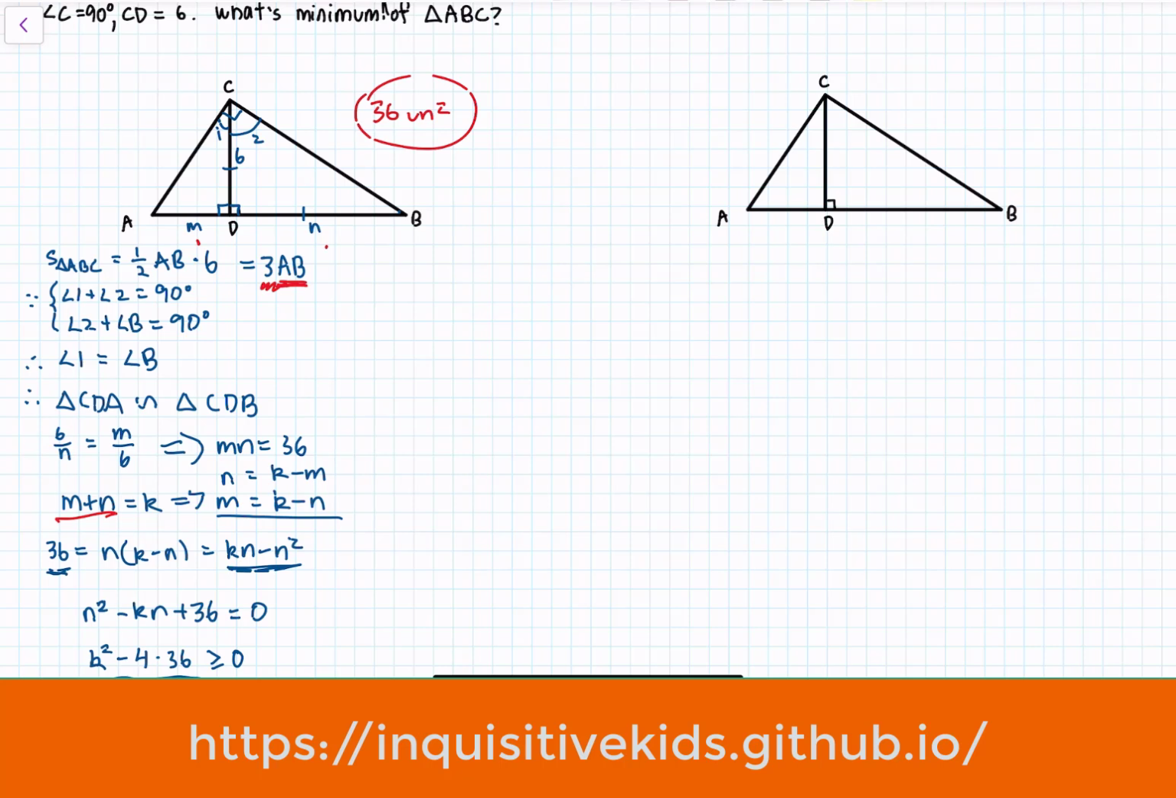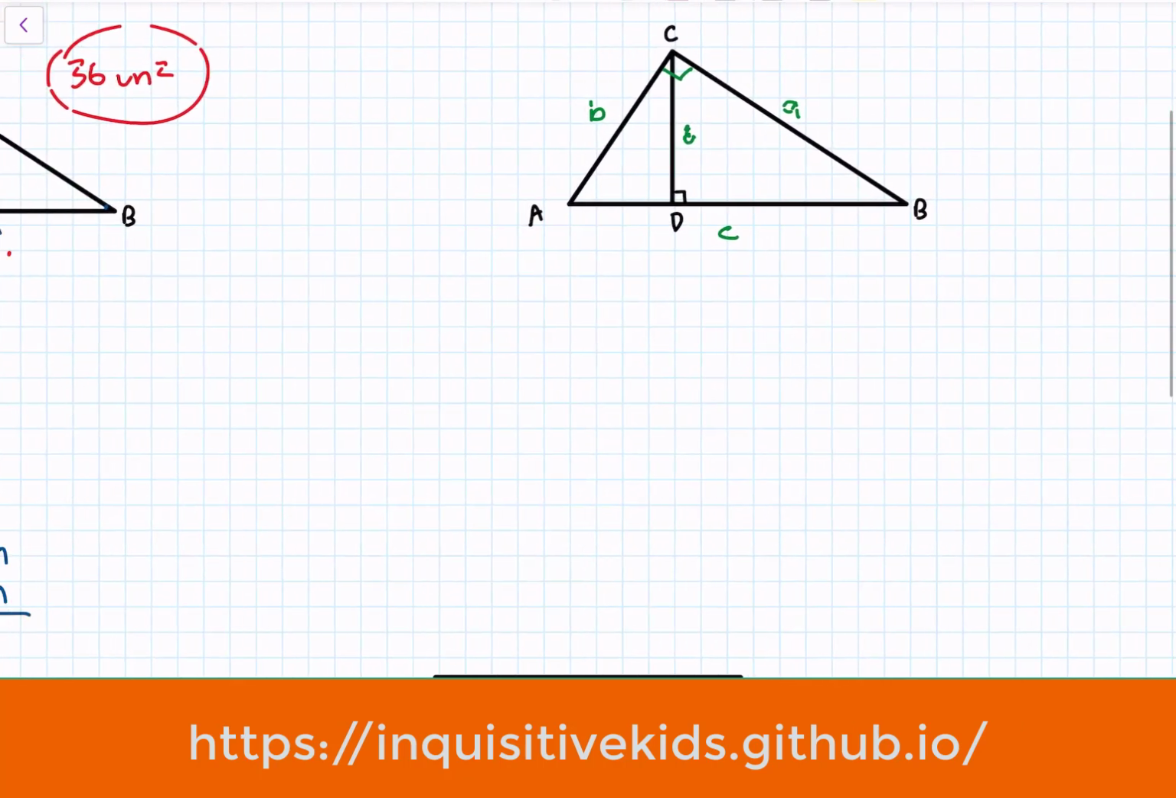We have another way to solve this problem. First, we know that angle C is 90 degrees and CD is 6 units long. We also can label this side as A, this side as B, and this side AB as C. When we do so, we can use the Pythagorean theorem. C squared must be equal to A squared plus B squared because angle C is 90 degrees.